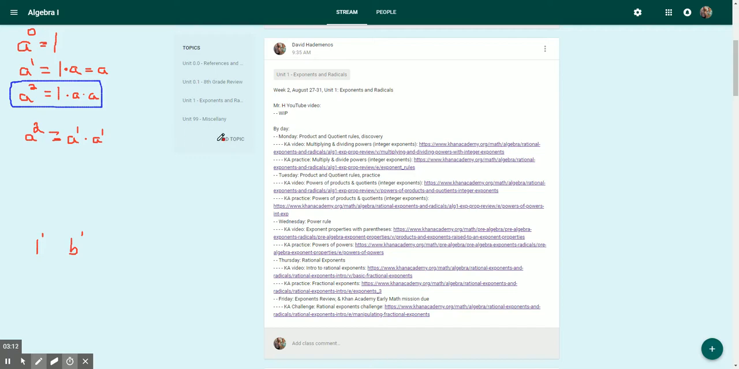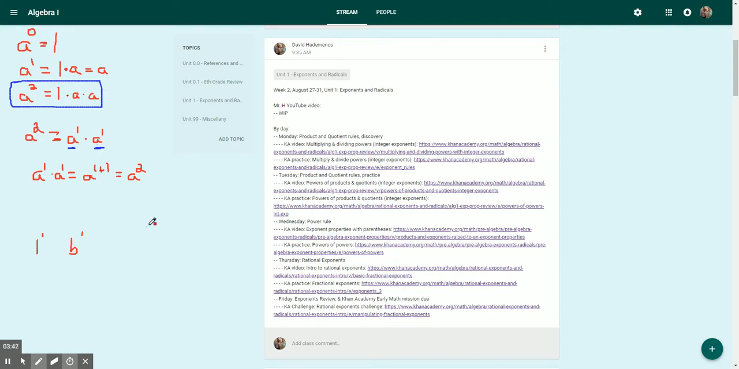So what happens when we multiply with the same base, very important, the same base, then we can add the exponents. So a to the first power times a to the first power equals a to the 1 plus 1 power, which is a to the second power.